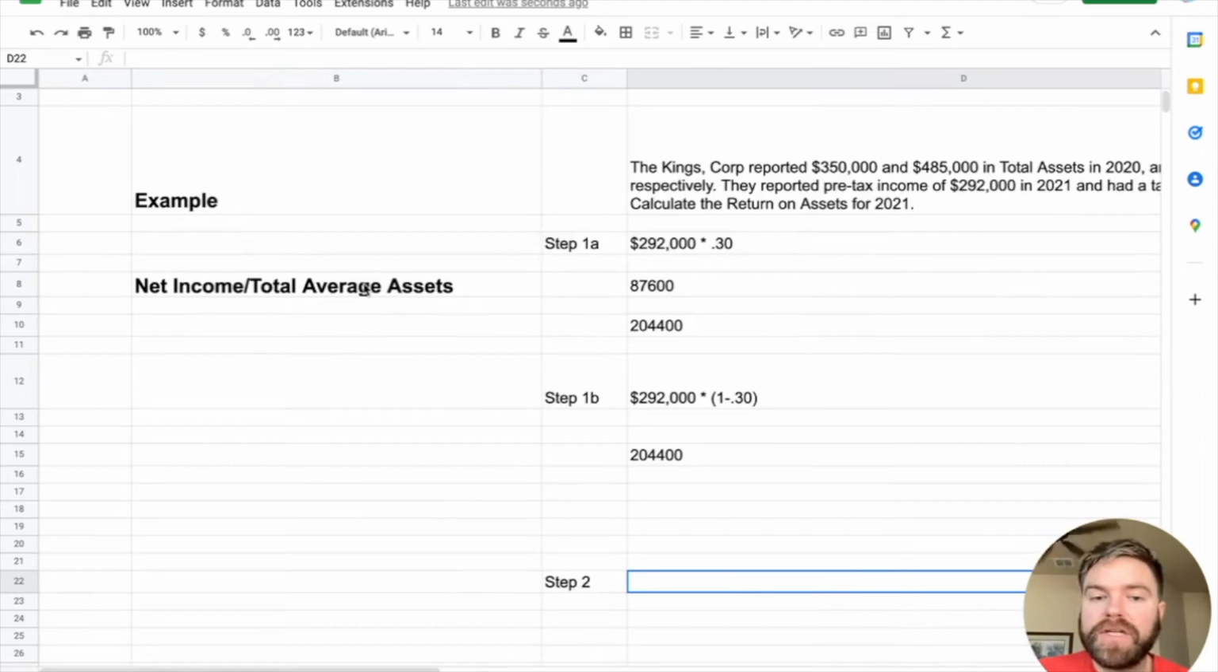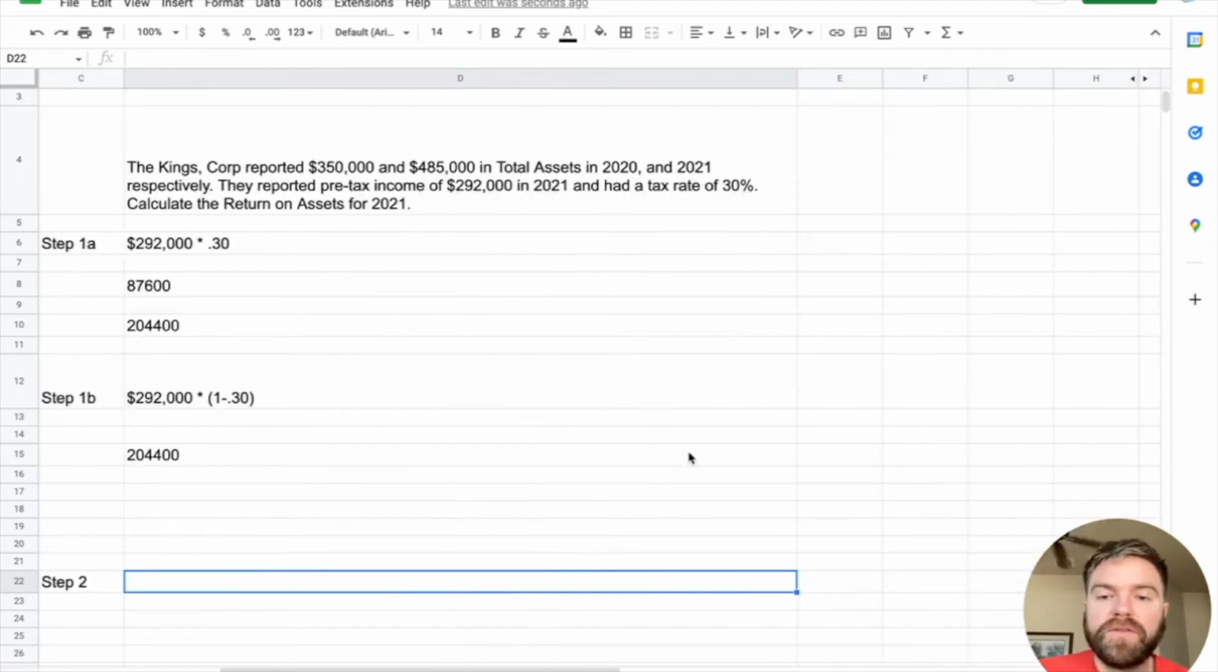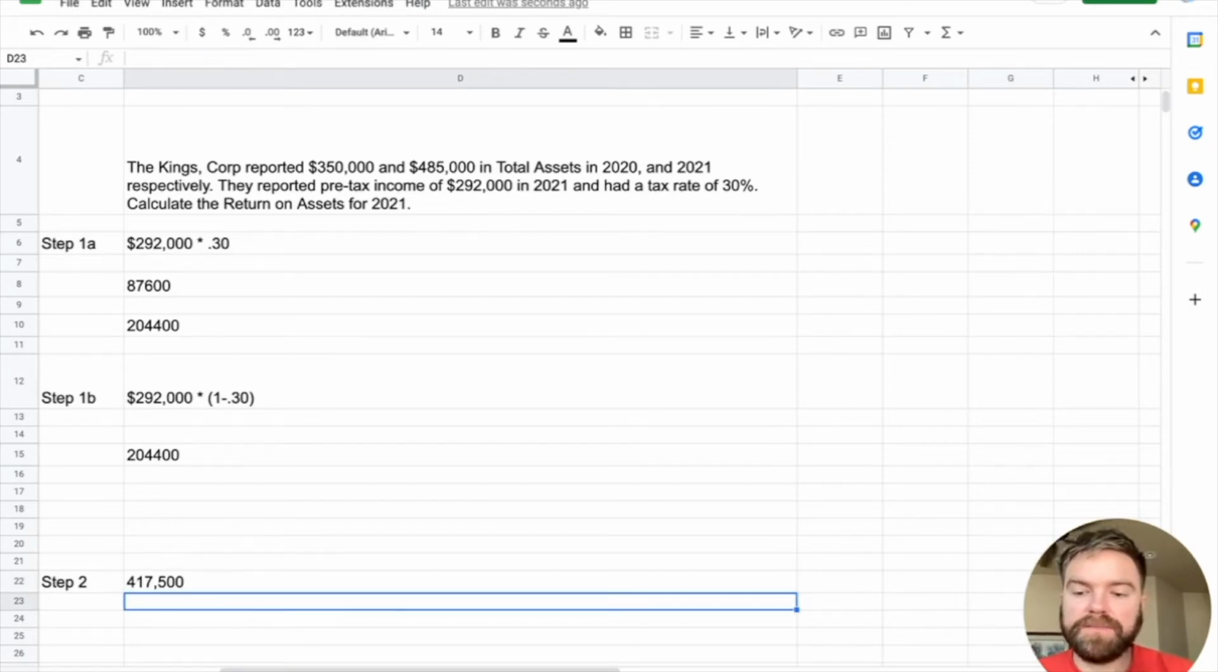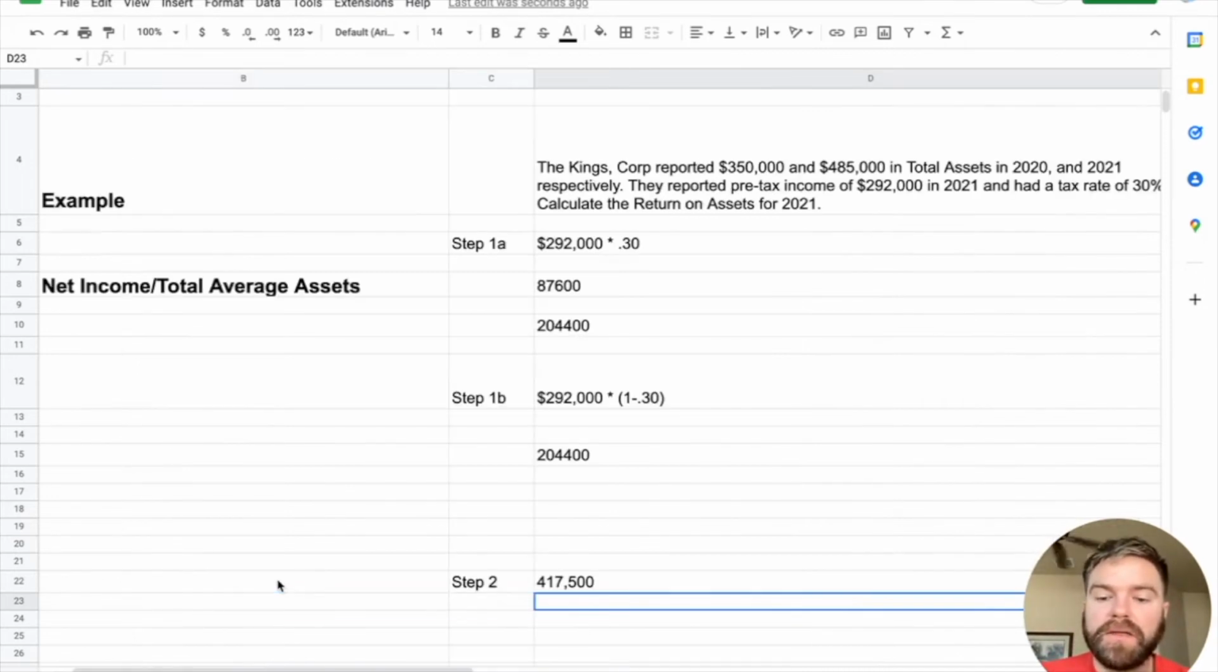Now, step 2, we have to calculate our return on assets. So total average assets. To do this, we first have to average out our assets. How do we do that? Fairly simple. You just take both years, so 350,000 for the first year plus 485,000 and divide by 2. There you go. So our average assets is 417,500. That's what we just calculated for step 2 to get our average assets, the bottom part of the equation.